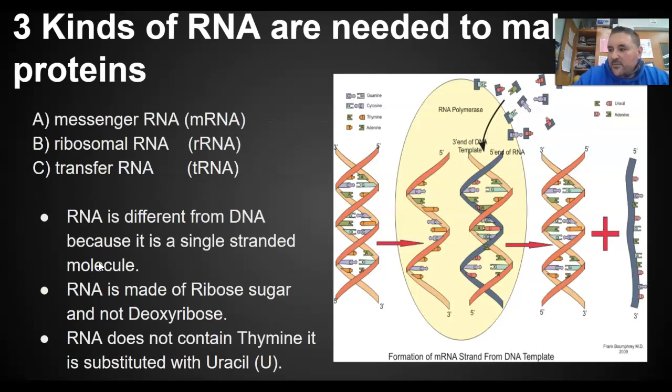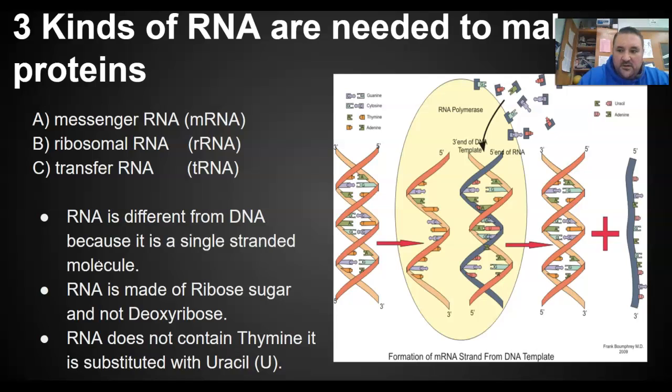So to make a protein, you need three types of RNA. You have messenger RNA, which is abbreviated as mRNA, ribosomal RNA, which is rRNA, and transfer RNA, which is tRNA.